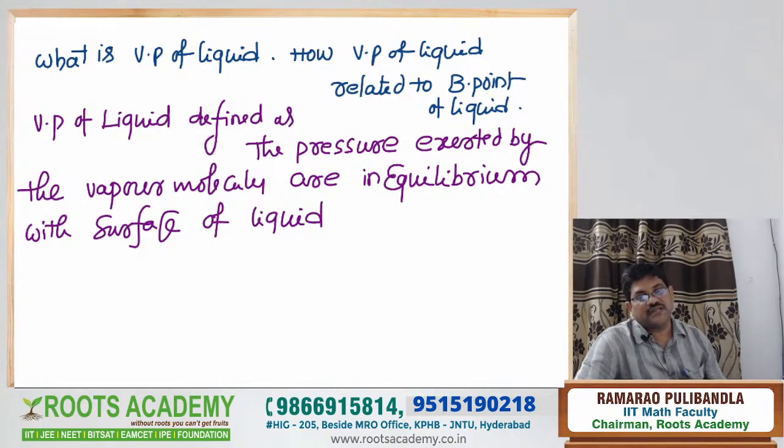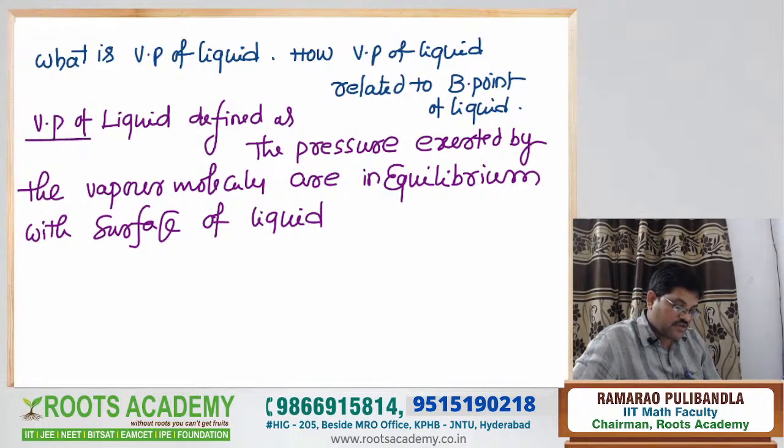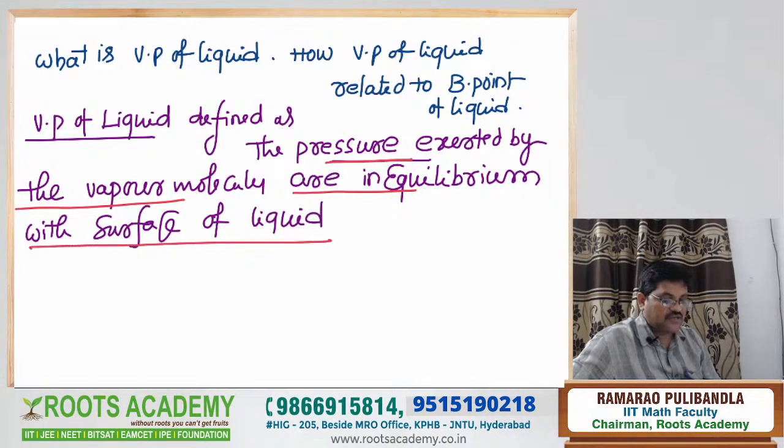Repeat the statement once again, Nana. So the vapor pressure of the liquid is defined as the pressure exerted by the vapor molecules that are in equilibrium with the surface of the liquid. Understood? That is the meaning of vapor pressure.